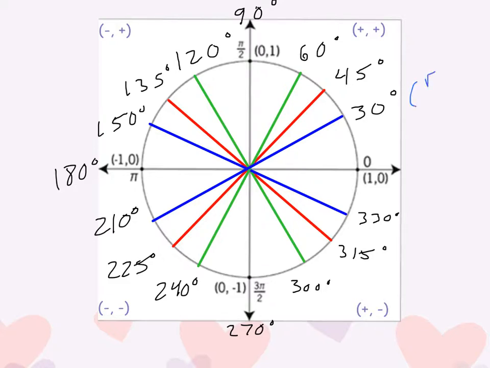For example, for the angle that's 30 degrees, its cosine value is square root 3/2, and its sine value is 1/2. So go ahead and mark all those points and mark those angles in radians. Again, try that on your own. If you get stuck, be sure to talk to me about it in class.